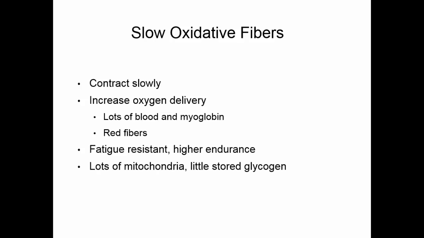There are lots of mitochondria because mitochondria is where oxidation occurs, and there's not a whole lot of stored glycogen. We're going to deliver glucose to the muscle in that rich blood supply. These muscles don't have a lot of power. They are mostly your posture muscles.